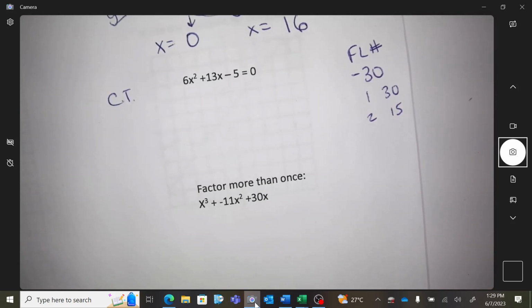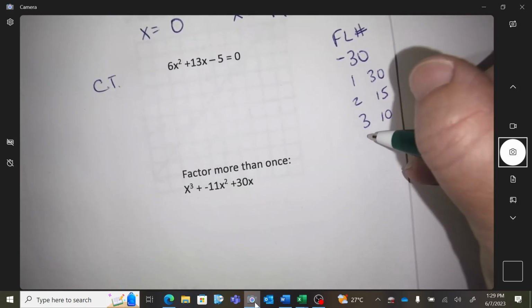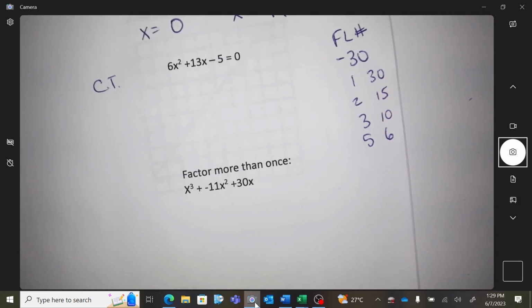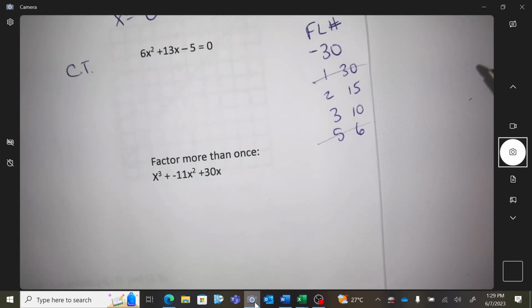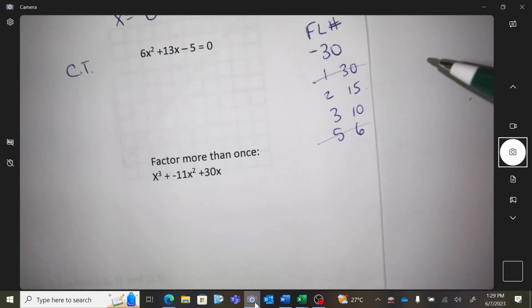1 and 30, 2 and 15, 3 and 10, 5 and 6. I need a set that's going to make me 13, not a 1 and 30, not a 5 and 6. That could make 13 and that could make 13. One of them is correct and one of them is wrong because of my signs.